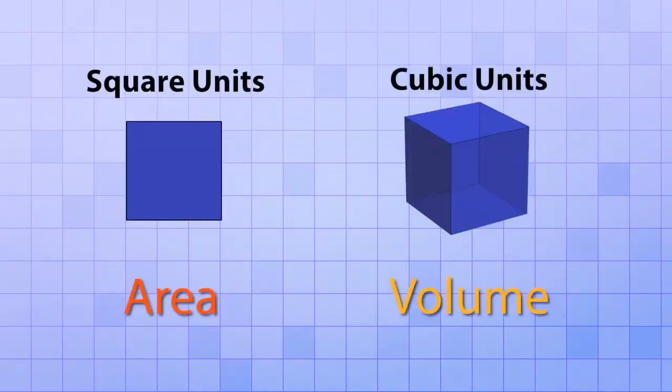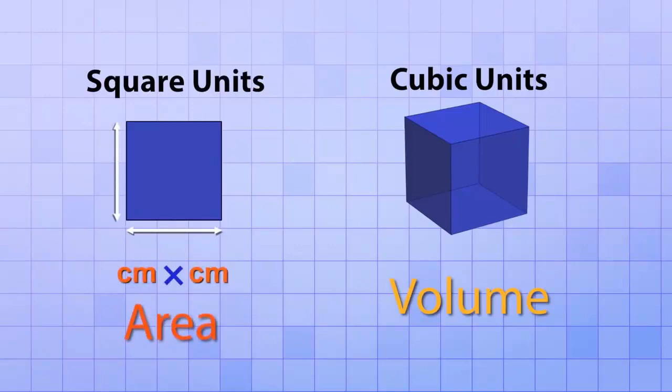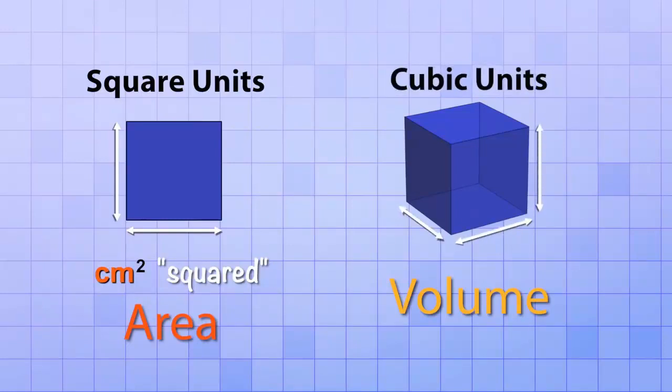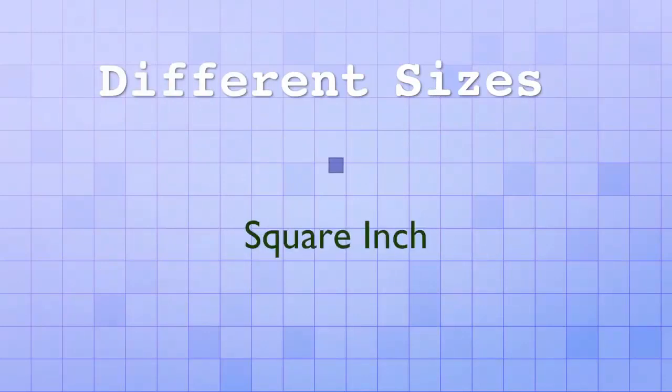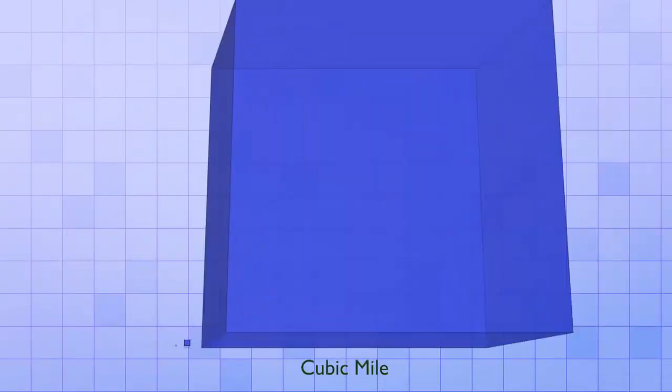Since square units are made by multiplying two one-dimensional units together, like centimeter times centimeter, we can abbreviate them using the exponent notation, centimeters to the second power, or centimeters squared. And since cubic units are made by multiplying 3 one-dimensional units together, like centimeter times centimeter times centimeter, we can abbreviate them using exponent notation, centimeters to the third power, or centimeters cubed. And just like there were different sizes of square units, like square inches, square meters, or square miles, there's also different sized cubic units, like cubic inches, cubic meters, or cubic miles.